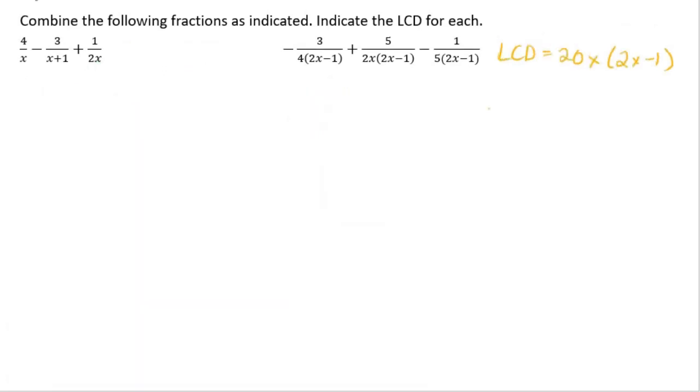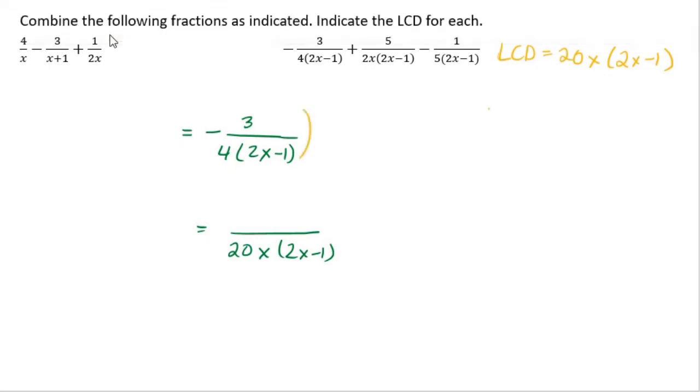Okay, we had previously determined that the lowest common denominator for this second question was 20 times x times 2x minus 1. So let's put that into practice. We're again going to convert each fraction into an equivalent fraction with the new denominator, and we really want that denominator to be 20 times x times 2x minus 1. So the question is, what do we need to multiply the fraction by? And again, we're looking for what's missing. We already have a 2x minus 1, but we don't have an x, so we'll absolutely have to multiply top and bottom by x.